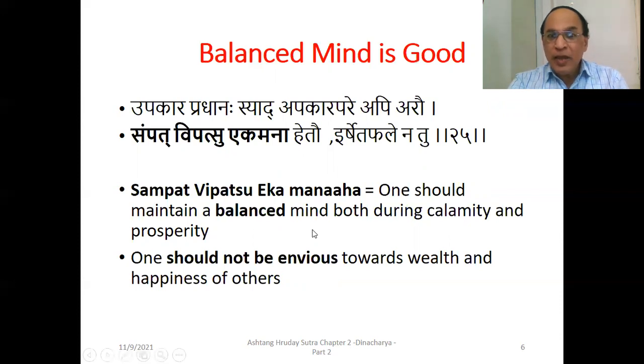Sampat vipatsu ekamanaha. This is very important. One should maintain a balanced mind both during calamity as well as in prosperity. No superiority complex, no inferiority complex, balanced mind. One should not be envious towards the wealth or the happiness of others.